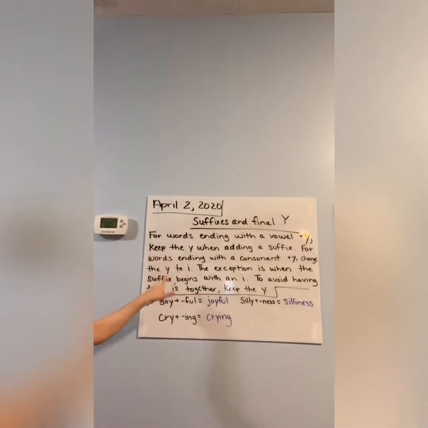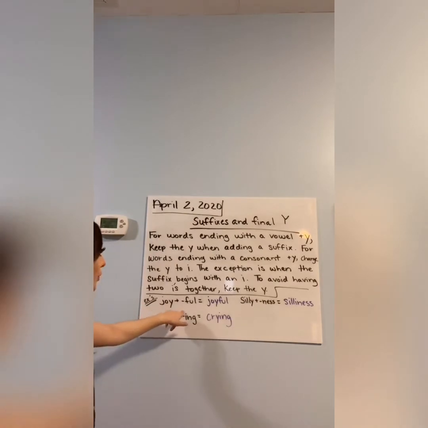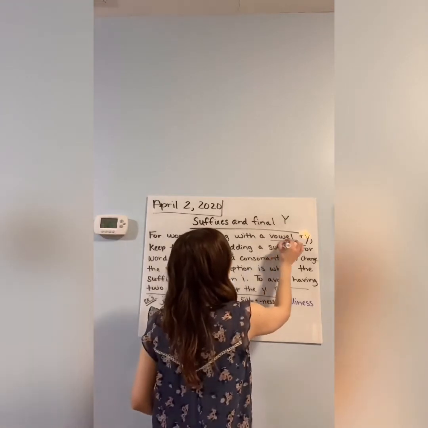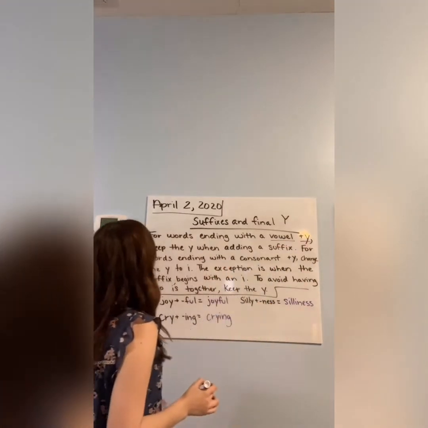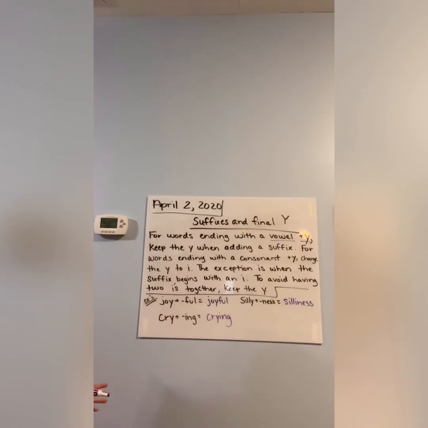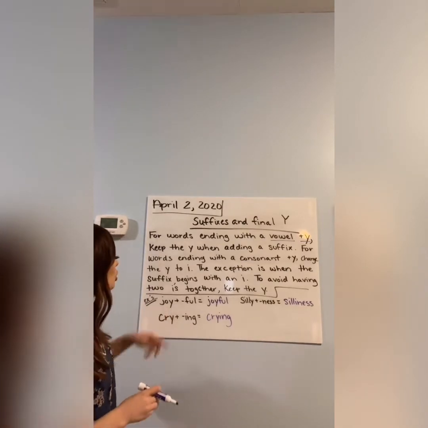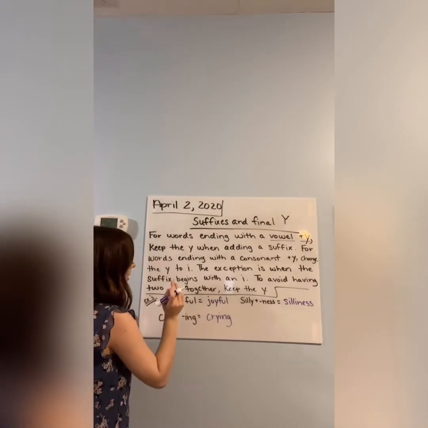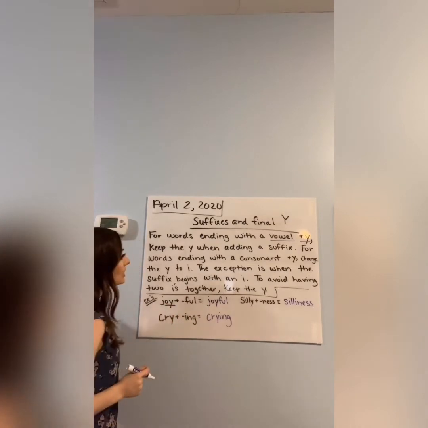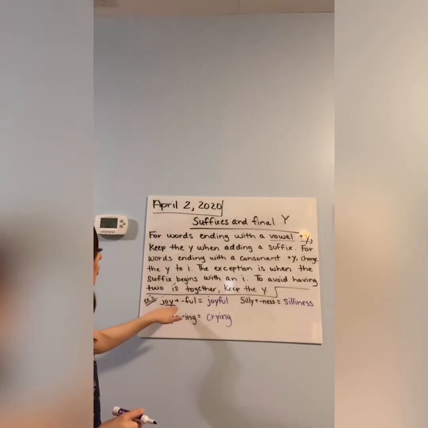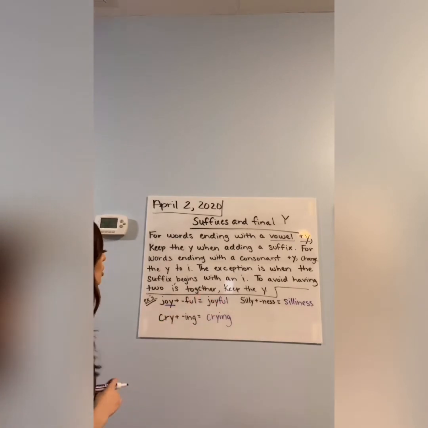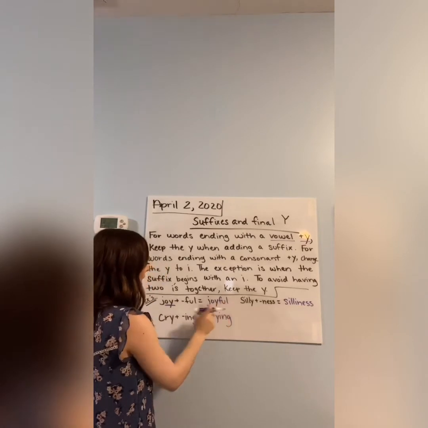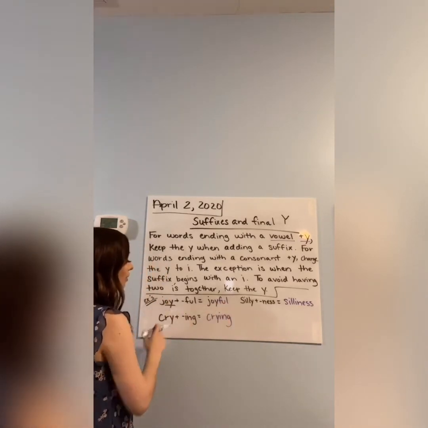So in this case, let's go down and look at our first example, joyful. Again, for words ending with a vowel plus a Y, keep the Y when adding a suffix. If we look at the word joy, joy ends with a vowel, because O is a vowel, and it ends with a vowel followed by a Y. So we're going to keep our Y when we add the suffix. So it's going to be joyful, because remember, we're keeping that Y since we have a vowel followed by the Y.